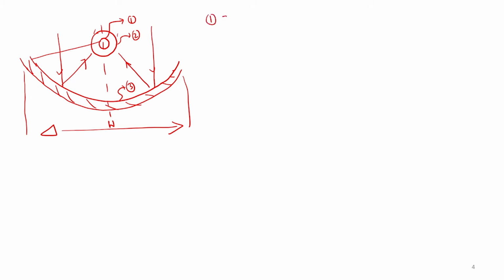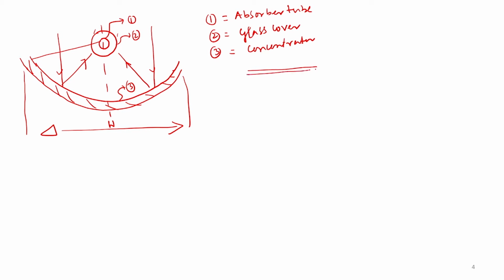So, here 1 is nothing but the absorber tube, then 2 is nothing but the glass cover, and 3 is the concentrator. And also we can see how the fluid flows. Fluid is flowing inside the tube. So, Tfi may be the inlet fluid temperature. Fluid is flowing through this tube, so maybe Tfi on this side and then Tfo on the other side, right.